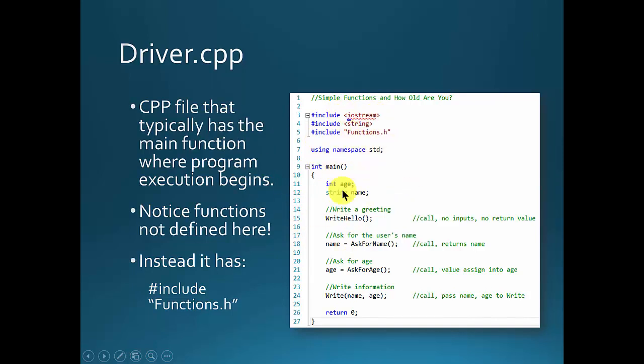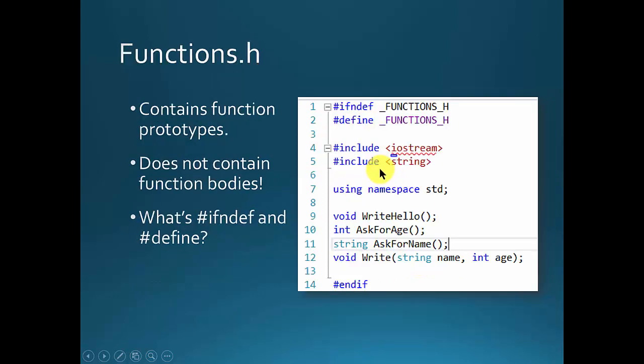You'll have your driver.cpp, which will have main in it. And main will typically call a bunch of functions to make the program work. And you'll notice that we have this include statement that says include functions.h. So we're going to add an include statement just like we did for iostream. But instead of iostream, we're including functions.h, and notice that functions.h is in quotes. And then notice that we have no function prototypes here now, and we have no function definitions in driver.cpp.